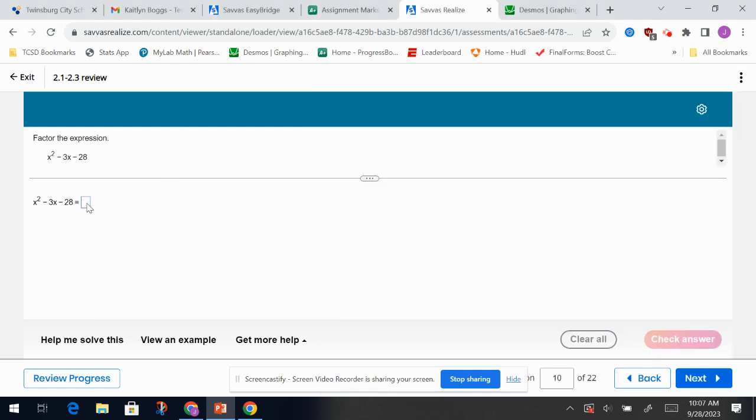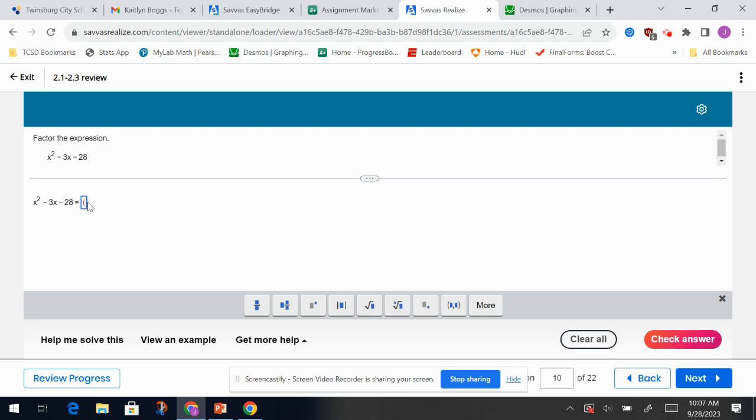So I go here, put in x plus 4. X minus 7. Again, just make sure when you do this, these two numbers have to multiply to this and add to the middle term.